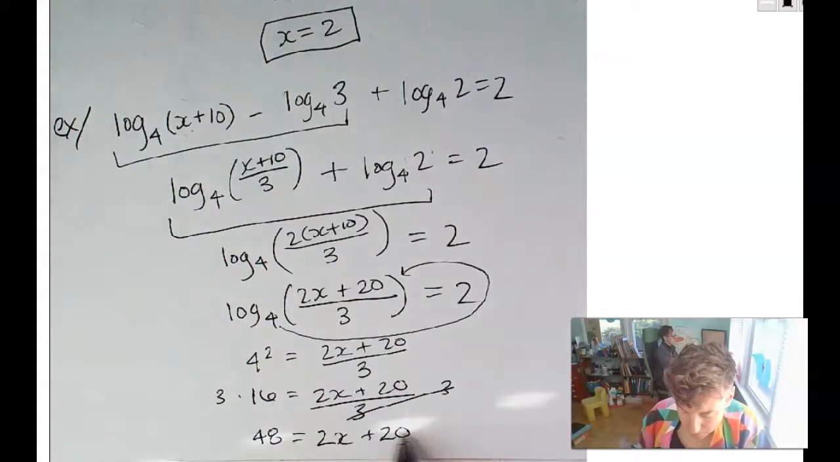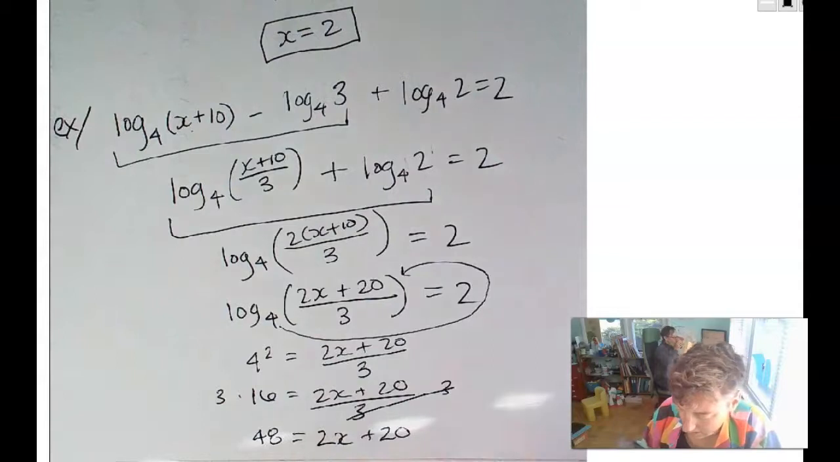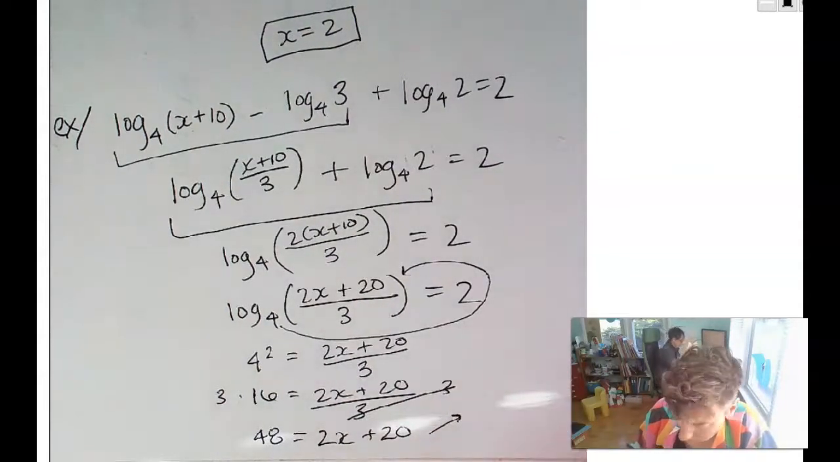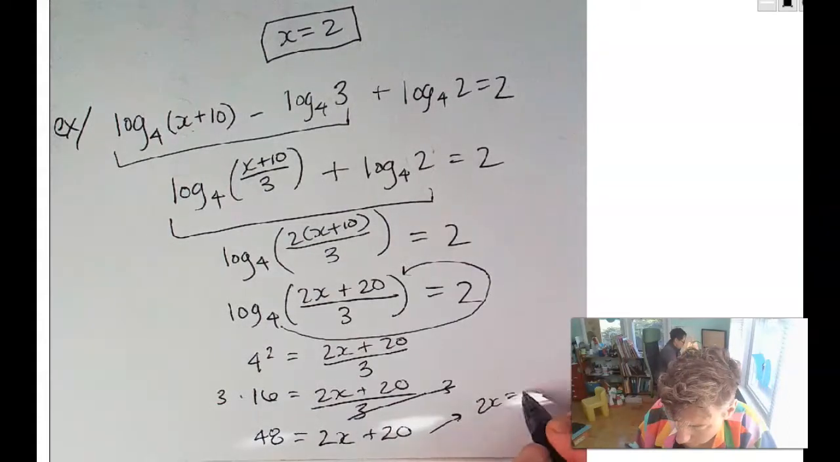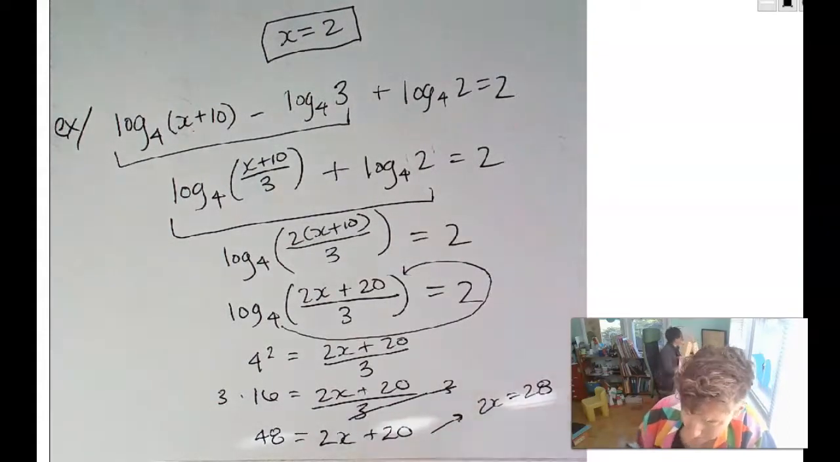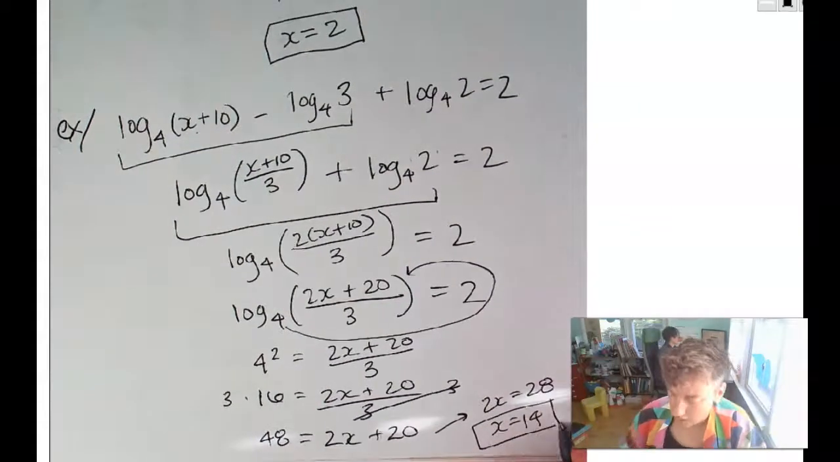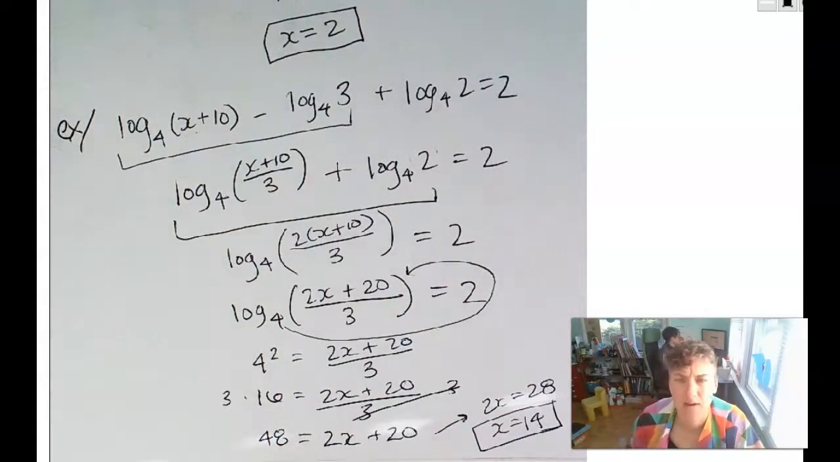Subtract 20 on both sides. We'll get 2x equals 28. Yeah, this is fine. 2x equals 28. We subtracted 20 on both sides. Divide by 2, we get x equals 14. Wham bam. Thank you, ma'am.